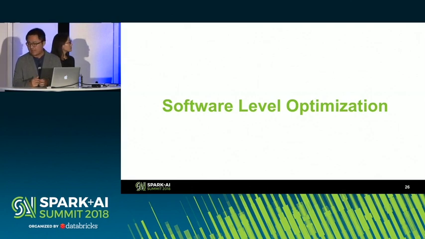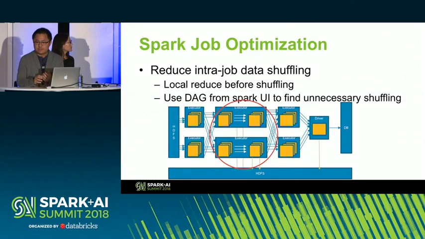Now I would like to take some time to talk about software level optimizations. In the previous slides, we shuffle data a lot. So the general principle for us is to try to reduce the data shuffle as much as possible. I suggest everyone begin to use the Spark DAG to audit your job, because you may be able to find some unexpected, unnecessary data shuffles.